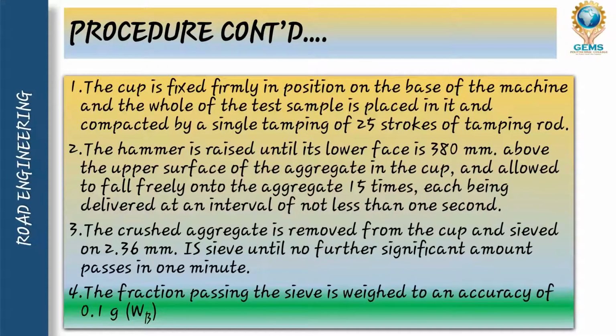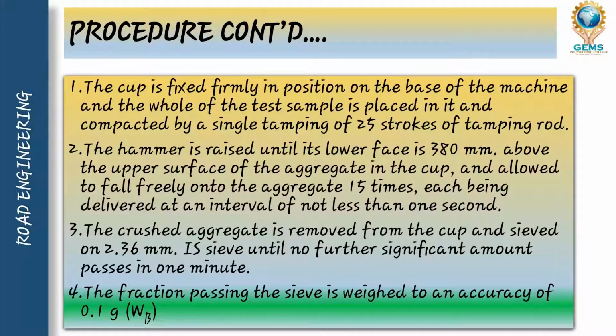Then the cup is fixed firmly in position on the base of the machine and the whole of the test sample is placed in it, with compaction by a single tamping of 25 strikes of the tamping rod. The hammer is raised until its lower face is 380 mm above the upper surface of the aggregate in the cup and allowed to fall freely onto the aggregate 15 times, each blow delivered at an interval of not less than 1 second.